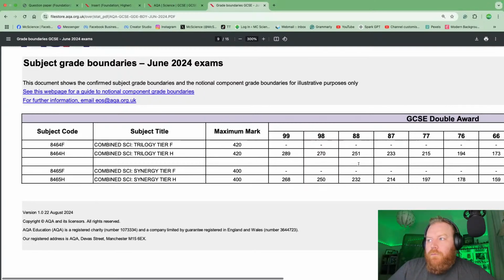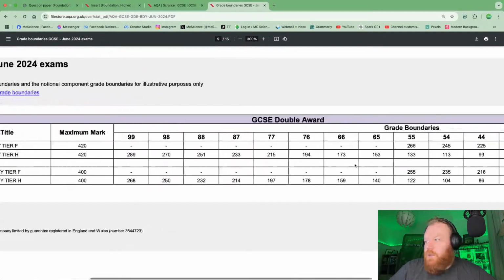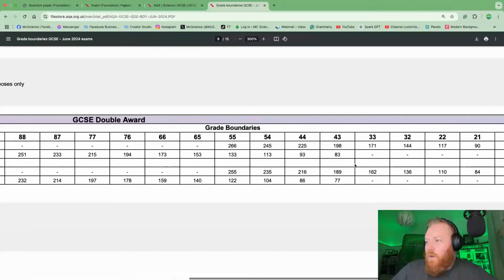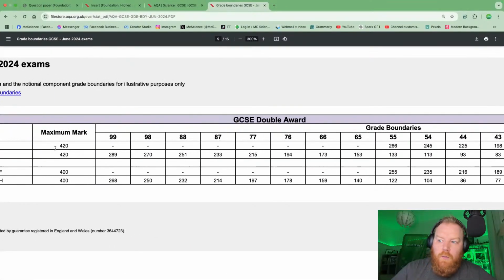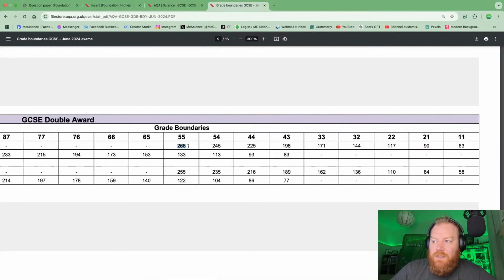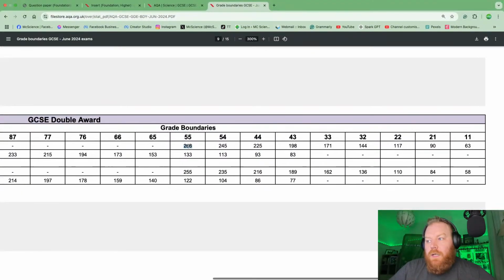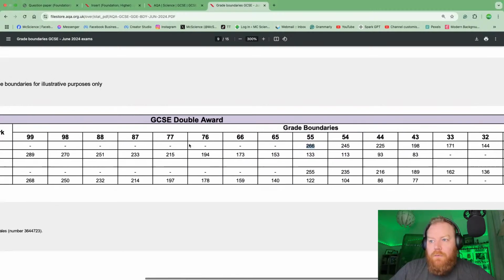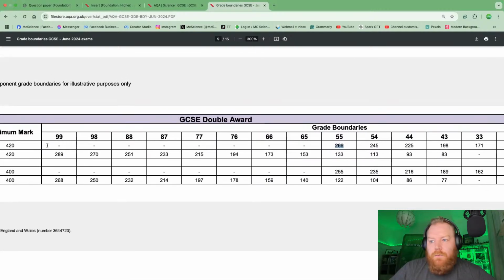So with this, for June 24, what you can notice is that for 420 marks, you only need 266 in total across all of your papers to get the grade 5. So that is just over 50%. Now, obviously, if you are a higher student, I want you to notice that you only need 289 marks to get the grade 9.